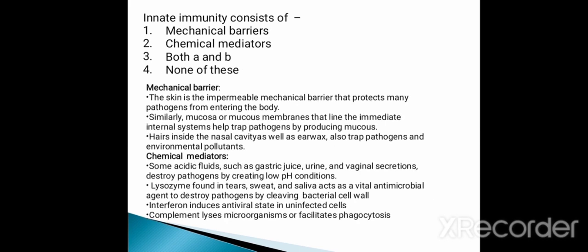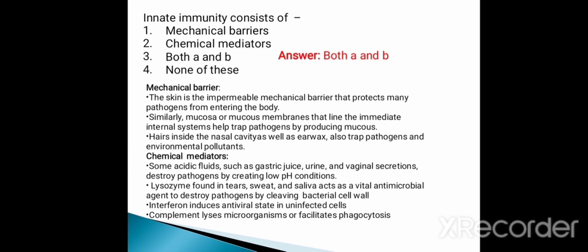Next question. Innate immunity consists of: option 1, mechanical barrier; option 2, chemical mediators; option 3, both A and B; and option 4, none of these. And the correct option is both A and B. That is, innate immunity consists of both mechanical barriers and chemical mediators.